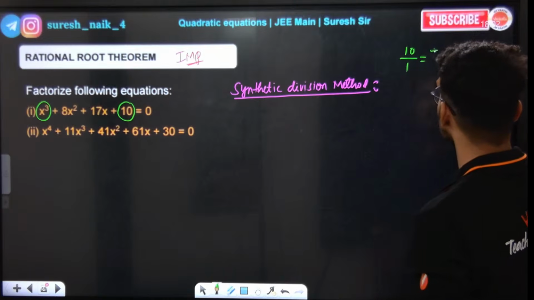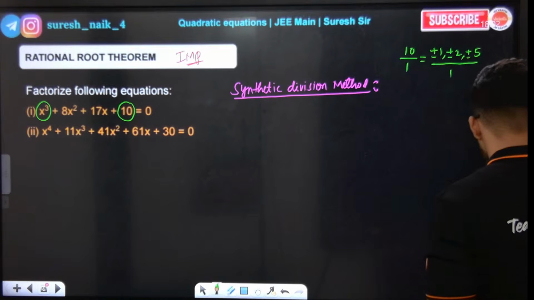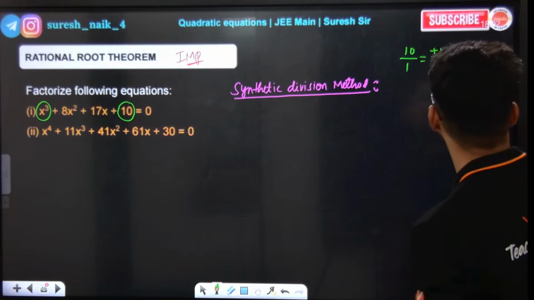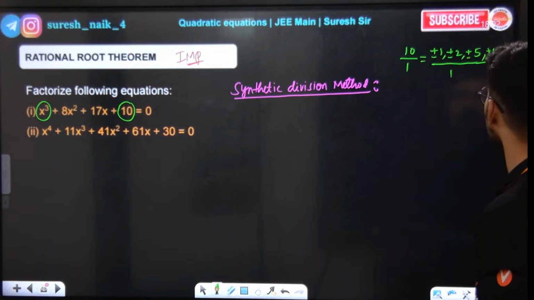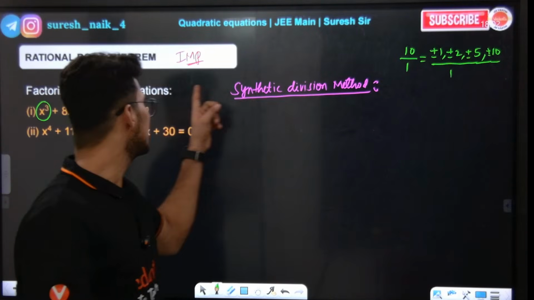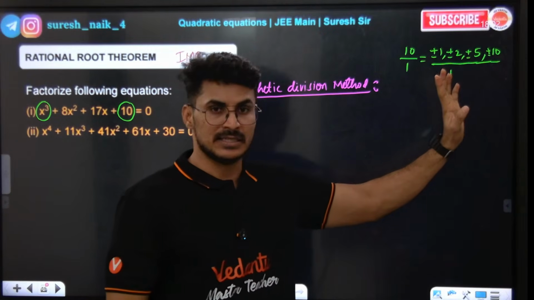Look at the board. Plus or minus 1, comma plus or minus 2, comma plus or minus 5, divided by 1. Plus or minus 10 is also possible. Okay, can you see the board? Yes sir. Constant divided by leading coefficient gives us the factors of the constant, divided by the factors of 1.